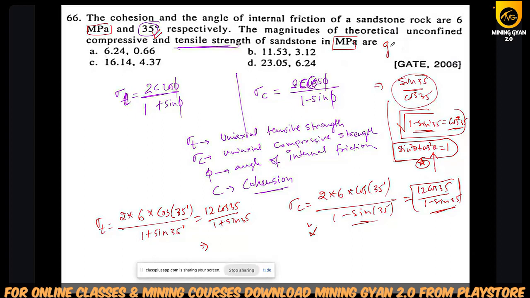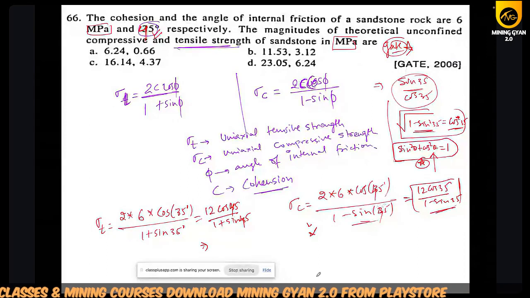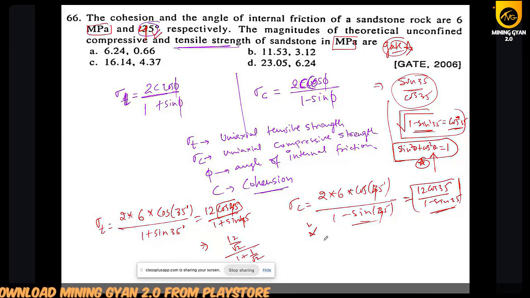But if he asks in your examination, he will give you a value of 45 or 60. If he considers 45, then you can solve it easily. So 45 will be 12 root 2 divided by 1 plus 1 by root 2, and similarly for the other. If he gives you the value of theta or phi where you don't need a calculator, then you can solve the question easily.